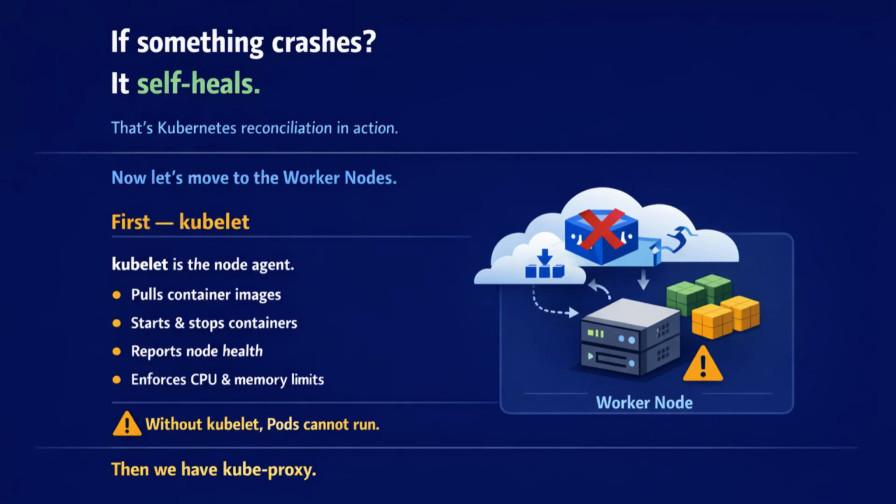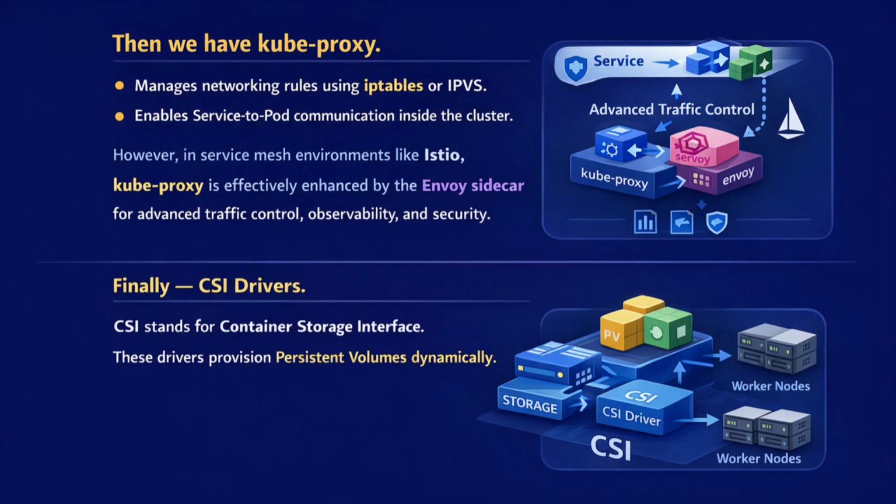Then we have kube-proxy. Kube-proxy manages networking rules using IP tables or IPVS. It enables service-to-pod communication inside the cluster. However, in service mesh environments like Istio, kube-proxy is effectively enhanced by the Envoy sidecar for advanced traffic control, observability, and security.